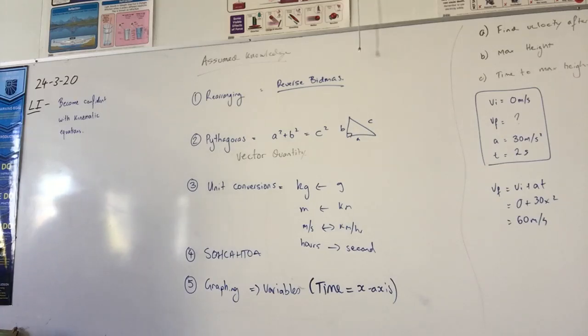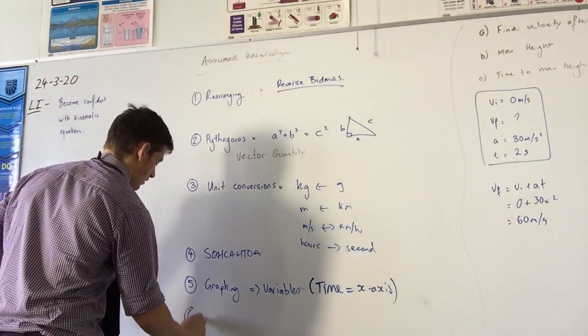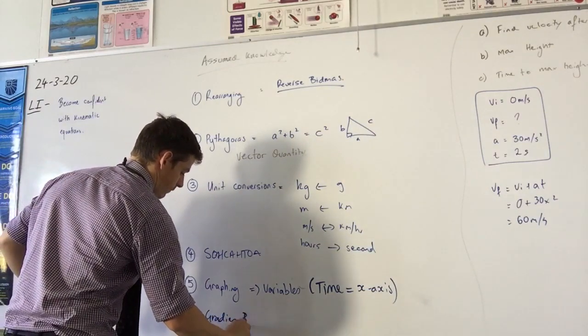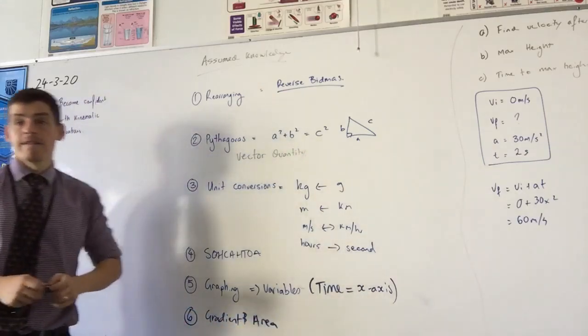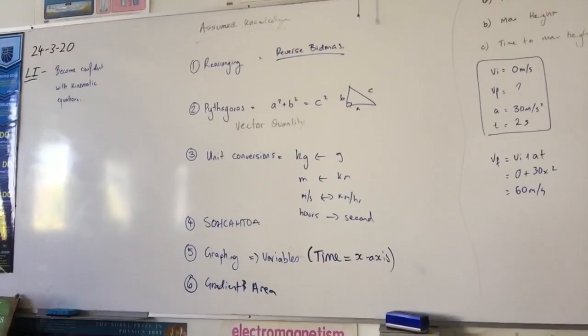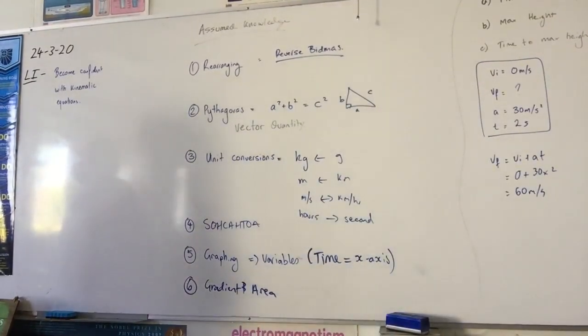Distance is dependent upon time. Speed is dependent upon time. Happy with that? Number 6, gradient and area. Why are you expected to know those? What's the reasoning behind that? Convert between displacement, velocity, and acceleration time graphs.